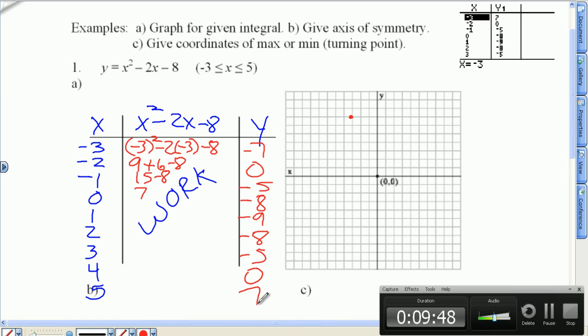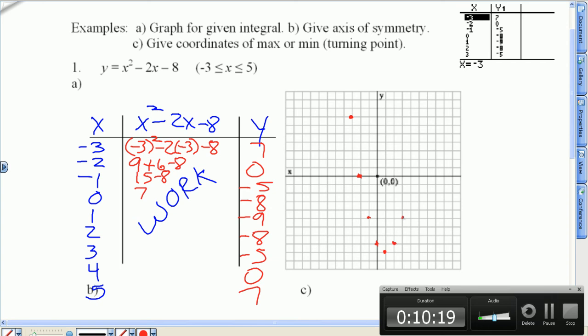So I just start plotting these points. I got -2, 0 right here. -1. We have a mistake in here. This should be +7. I did graph it right, I just wrote it down wrong. So let me fix that, please. Just bear with me for a second. Alright, I got -1, -5 here. I have 0, -8. I have 1, -9, and then I come back up.